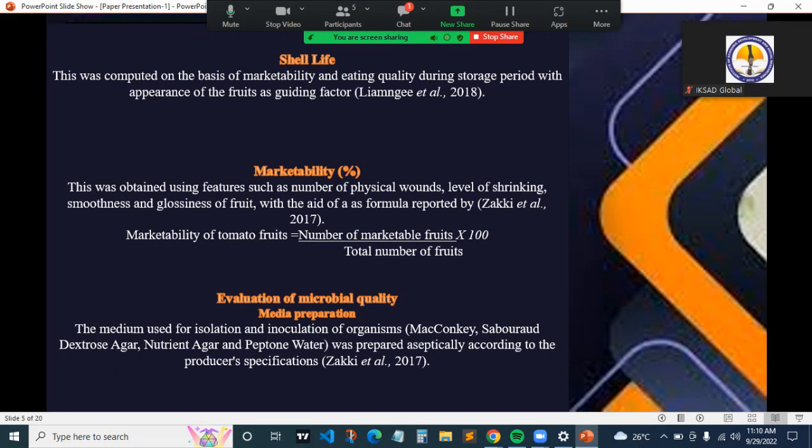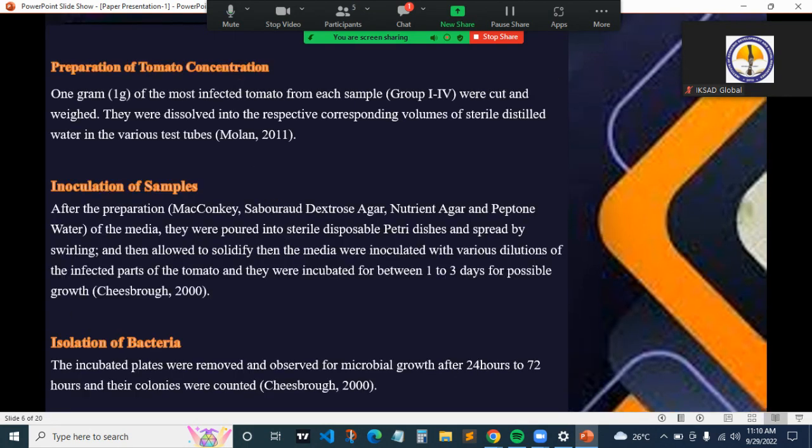That is, we had to check the bacteria and fungi that were responsible for the spoilage of tomato. And before we could do that, we had to prepare a media for it. So the media we used was MacConkey agar, Sabouraud agar, nutrient agar, and pectin agar. So these were what we used in preparing the media. So preparation of tomato concentration.